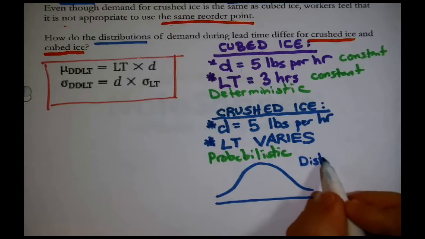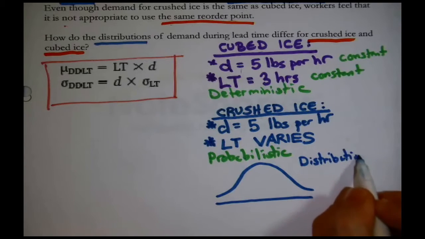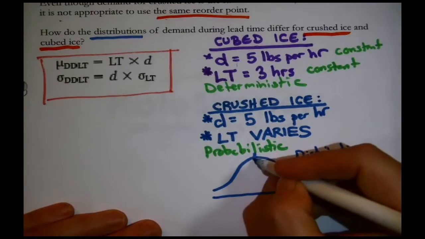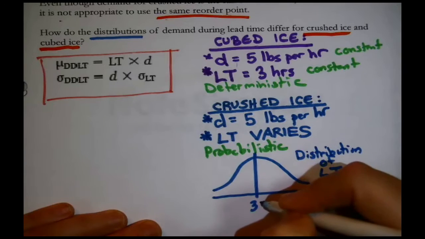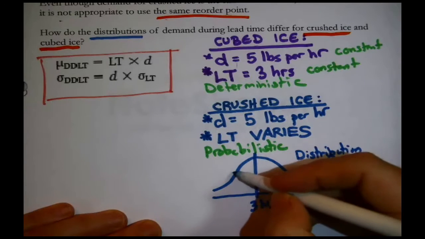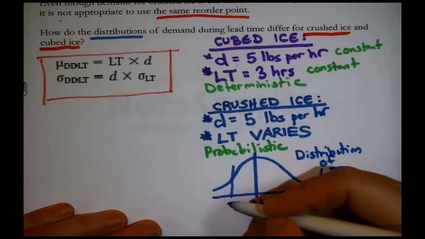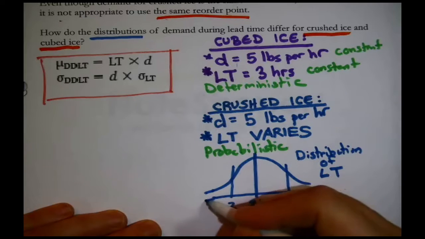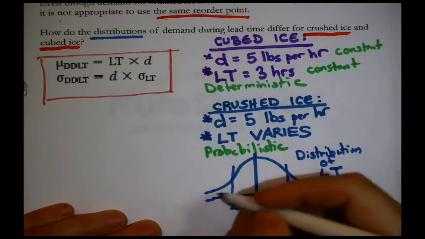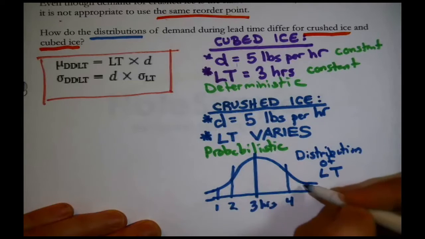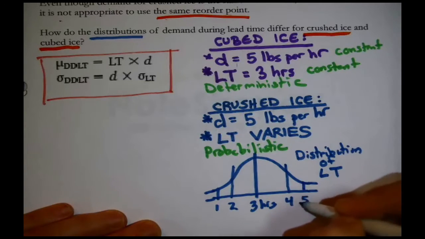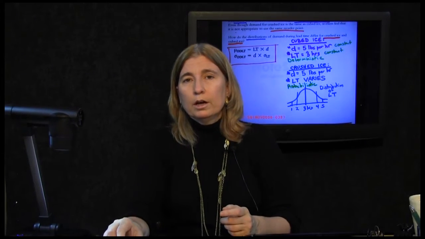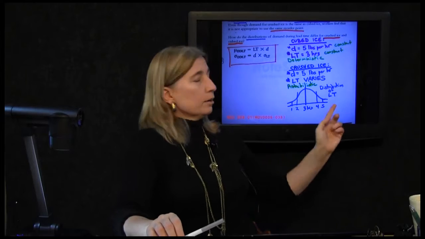It is a cartoon of the distribution of lead time, okay? Where they're saying generally it's 3 hours. Sometimes, or it's usually between 2 and 4. And maybe I should have made the tails a little bit longer here on my normal distribution. Sometimes it's as little as 1 or as much as 5. And you say, well, okay. What do we do with that?